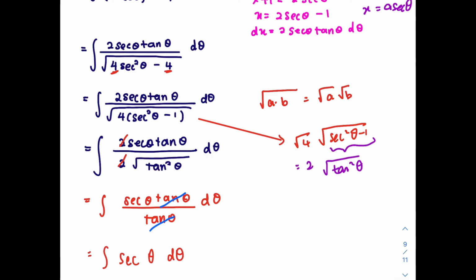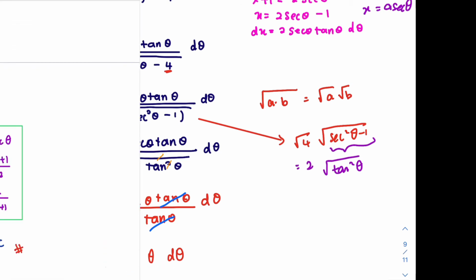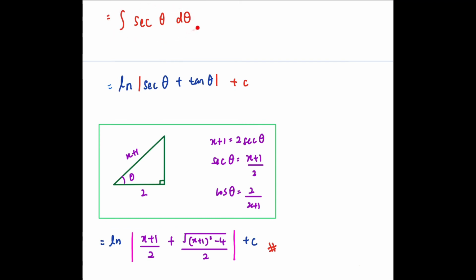So now 2 and 2 is a common term. You can cancel out. So this one here also can be cancelled out. Square root and your squared here. So you're left with integrate secant theta tangent theta over tangent theta d theta. So again, you have a common term. Let's cancel out. So you're left with integrate secant theta d theta. This is very straightforward to solve. Integrate secant theta d theta according to the formula list is equal to ln modulus secant theta plus tangent theta plus c. However, this is not your final answer yet.